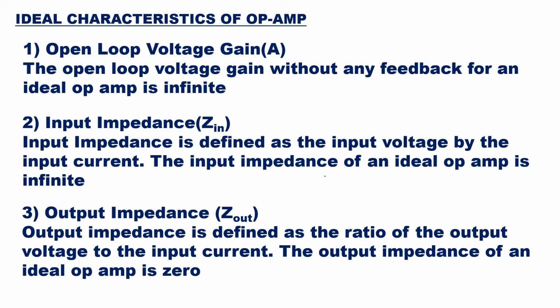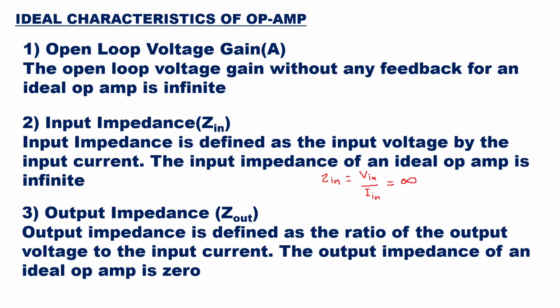So input impedance, which is called Z in, will be given as input voltage upon input current. Okay. So this will be infinite, very high in case of an ideal op-amp.